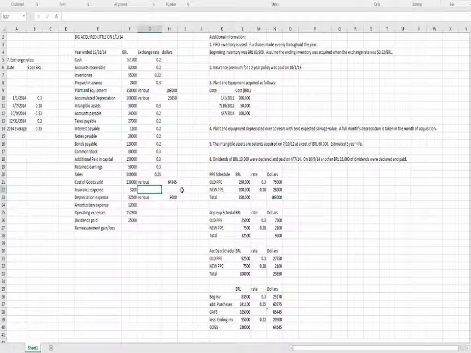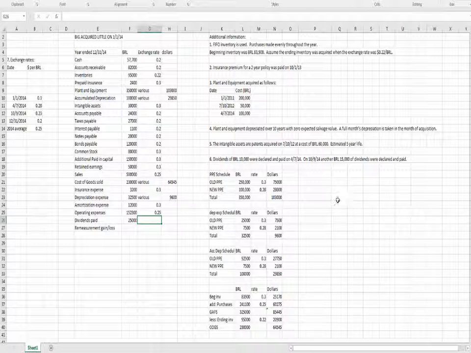Insurance expense. Again, here we're consuming or using up that prepaid insurance. The non-financial asset prepaid insurance is being converted at 30 cents, which means that when it's expensed, it's also converted at 30 cents per real. Amortization expense, same thing. The intangible asset is being converted at 30 cents per real, which means the associated amortization is also converted at 30 cents per real. Operating expenses, the problem didn't state anything more about the operating expenses, so we assumed those were incurred evenly throughout the year, and so again, the average rate becomes a reasonable approximation.